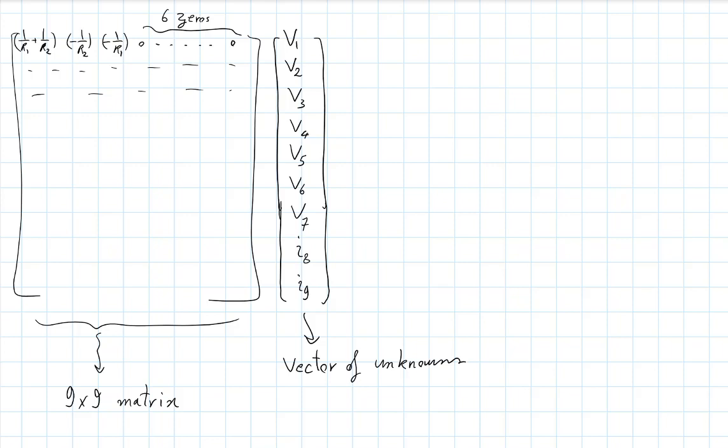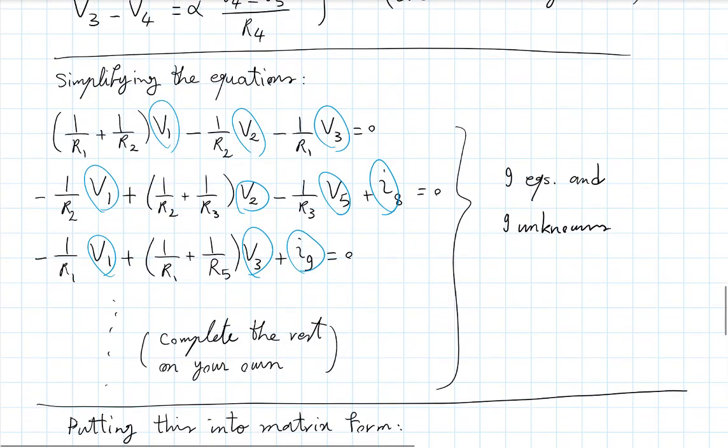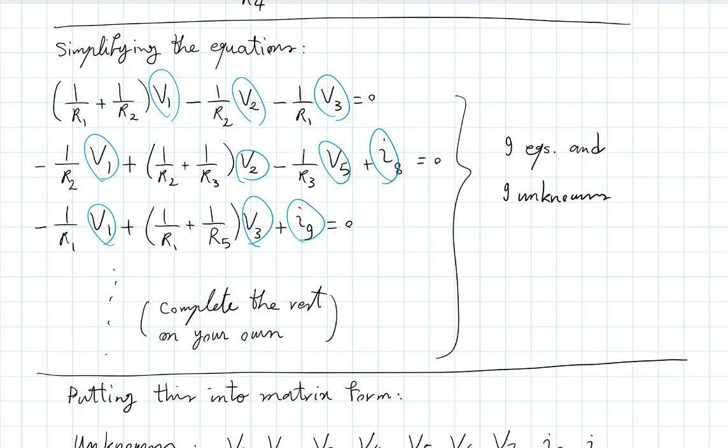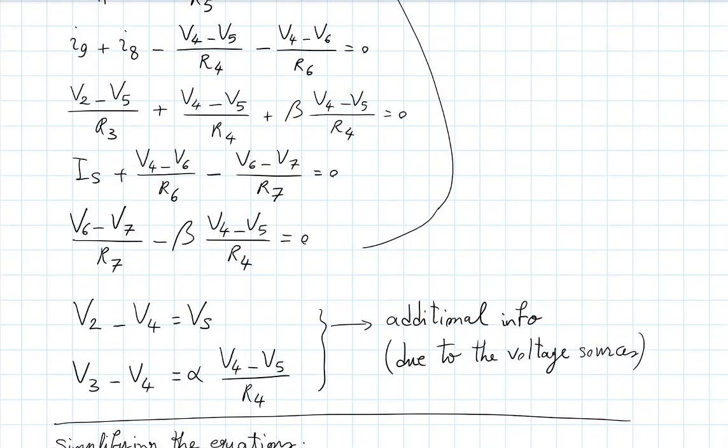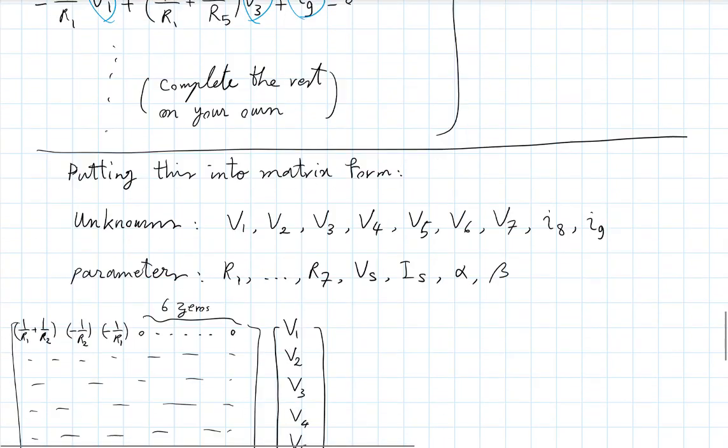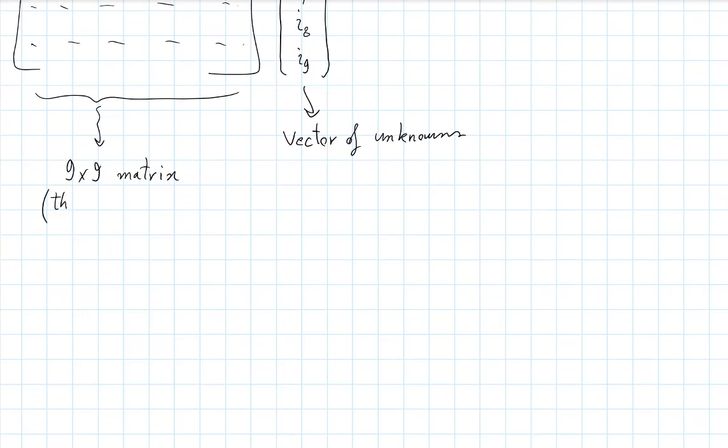So you would have 9 lines here. 1, 2, 3, 4, 5, 6, 7, 8, 9. And as you can see, the elements of these rows and columns of this matrix, many of them will be 0 because each equation only has a few of the variables in it. So this will be a relatively sparse matrix. And then all the other elements, they will be things in terms of the resistances, as well as, if you look at the equations, here there is also alpha and beta. The elements are in terms of the resistances and alpha and beta.